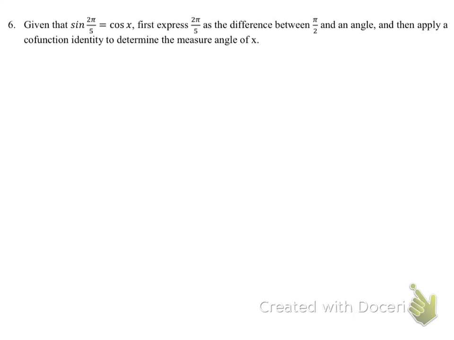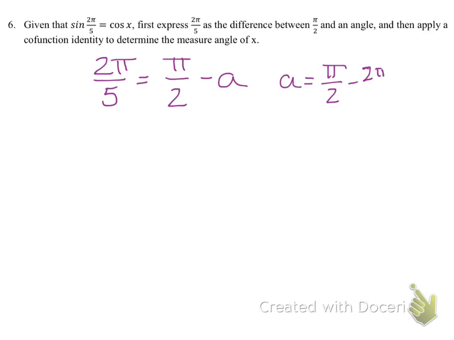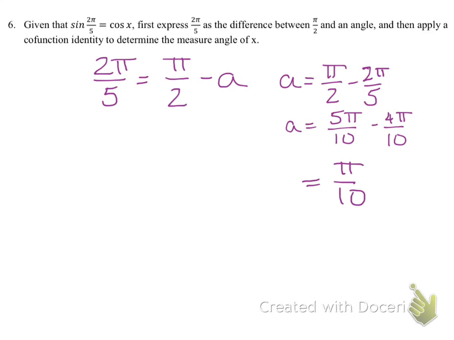And number 6, sine 2 pi by 5 is cos x. First, represent 2 pi by 5 as the difference between pi over 2 and an angle. So let's do that first. 2 pi over 5 is pi over 2 minus another angle. Let's figure out what that angle is. It's pi by 2 minus 2 pi by 5. Common denominator, and simplify, we get pi by 10.